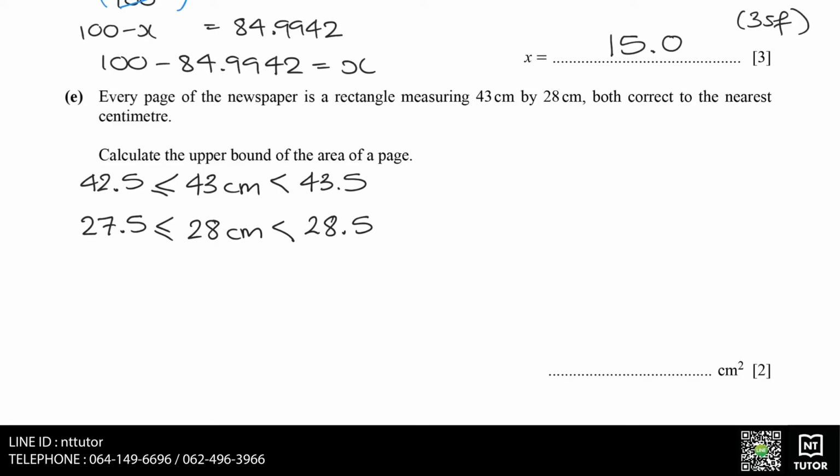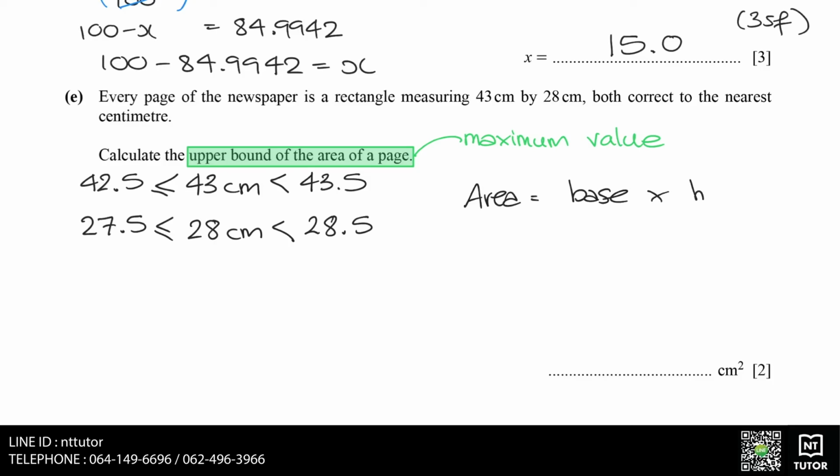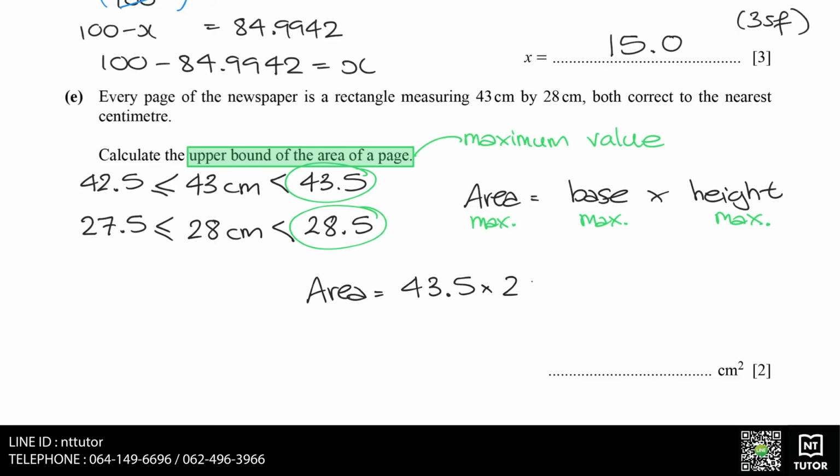Since the question says that it wants the upper bound of the area of the page, we want the maximum values for the measurements of the page in order to calculate the maximum area. And the maximum base and height would be 43.5 and 28.5. So the area would be 43.5 multiplied by 28.5.